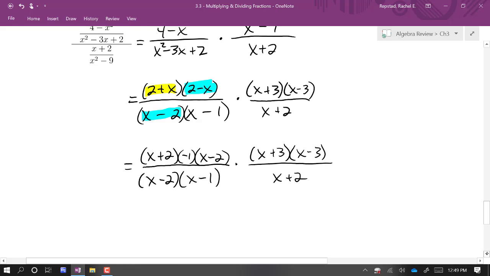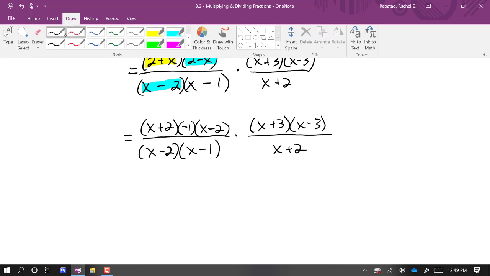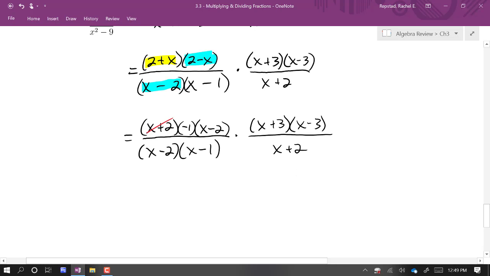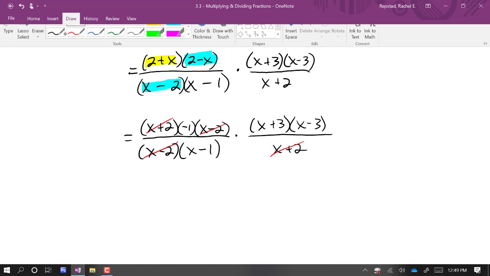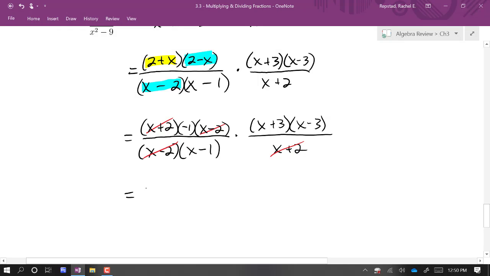And now we can do some canceling. x plus 2 cancels with x plus 2. x minus 2 cancels with x minus 2. And what we're left with on top is a -1, x plus 3, and x minus 3. On the bottom we have a factor of x minus 1. And I'm going to leave it just like that.